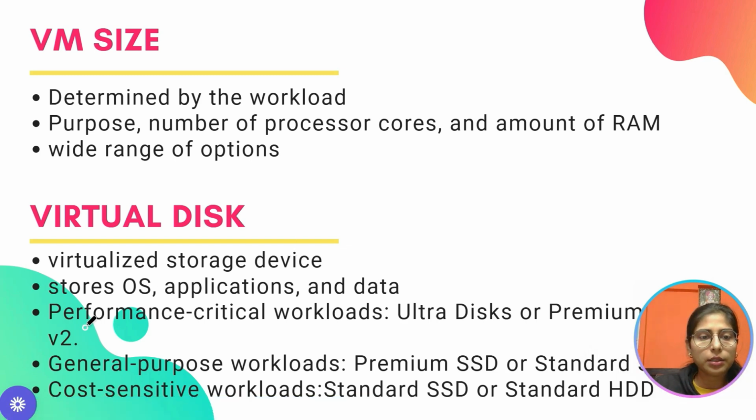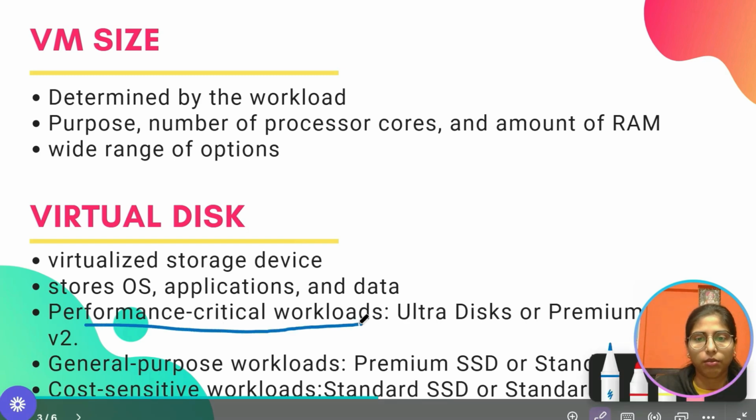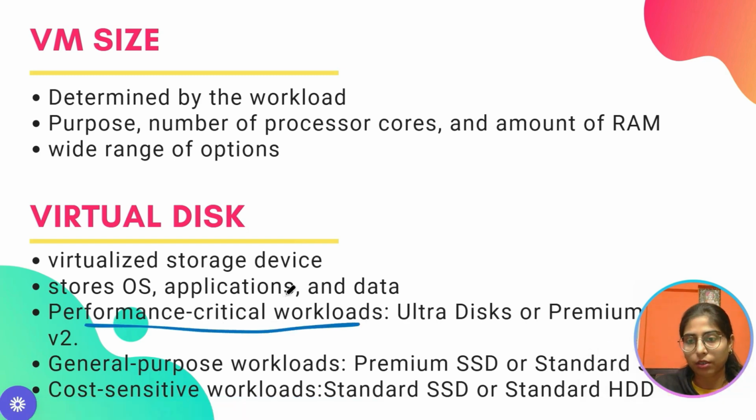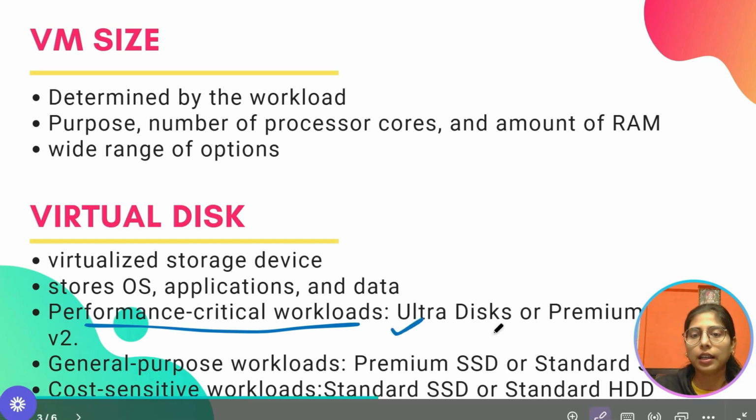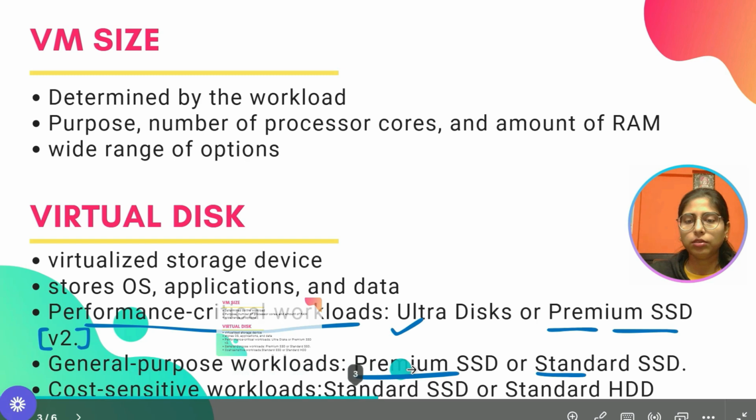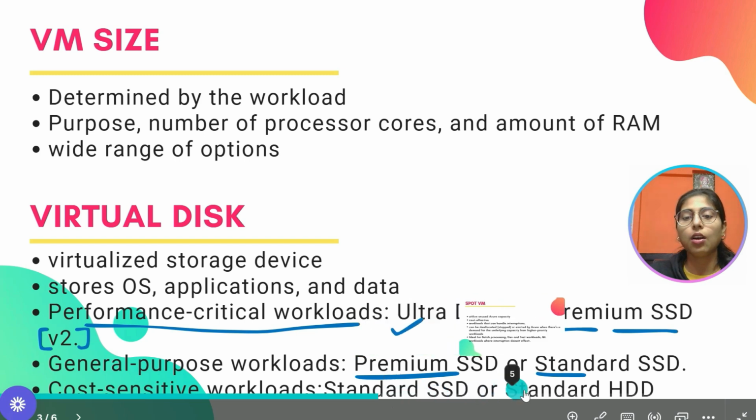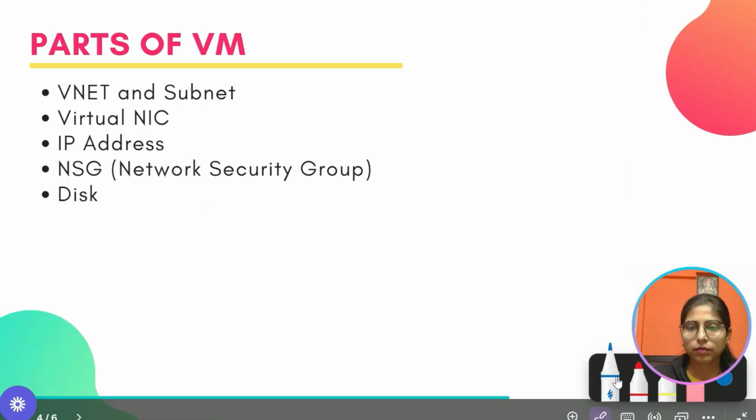The first one is performance critical workload. If your workload needs very good performance, in that case you may need ultra disk or premium SSD. For your general purpose workloads, you can use premium SSD or standard SSD. For cost sensitive workloads, you can use a standard SSD or standard SSD.